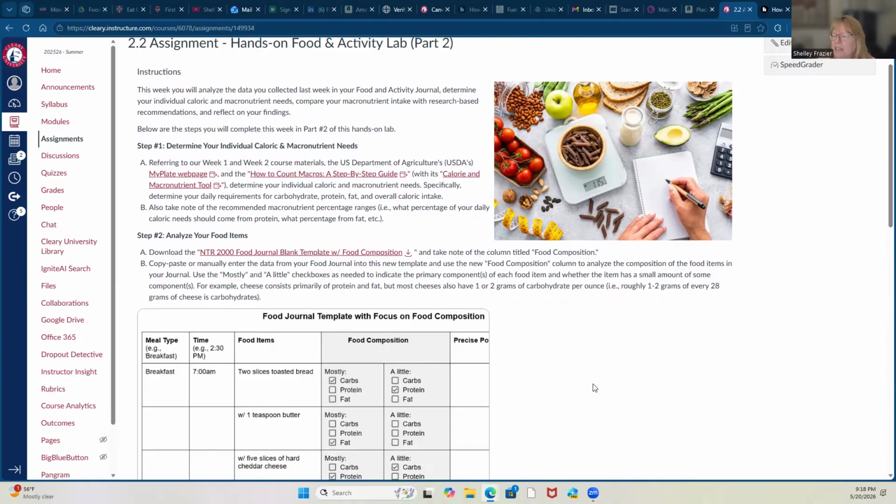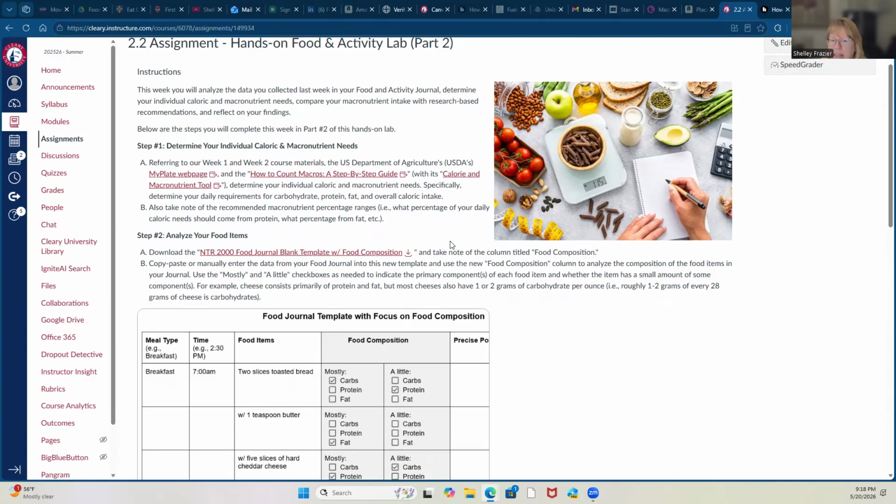So, step one: determine your individual caloric and macronutrient needs. Referring to our week one and week two course materials, the USDA's MyPlate webpage, (I don't think it's really called MyPlate anymore, but just so you know), and the How to Count Macros step-by-step guide with this caloric and macronutrient tool, determine your individual caloric and macronutrient needs.